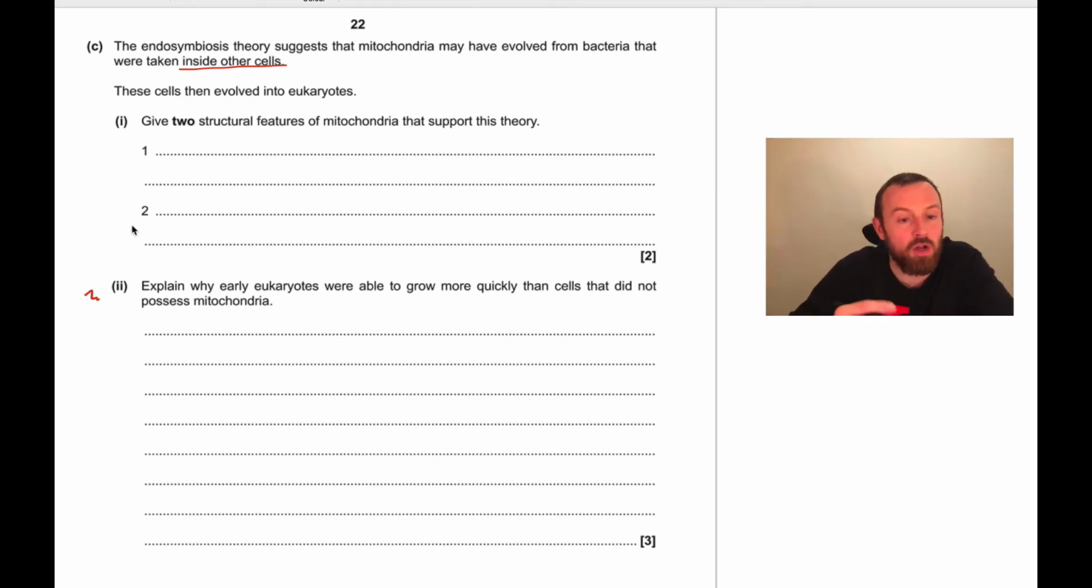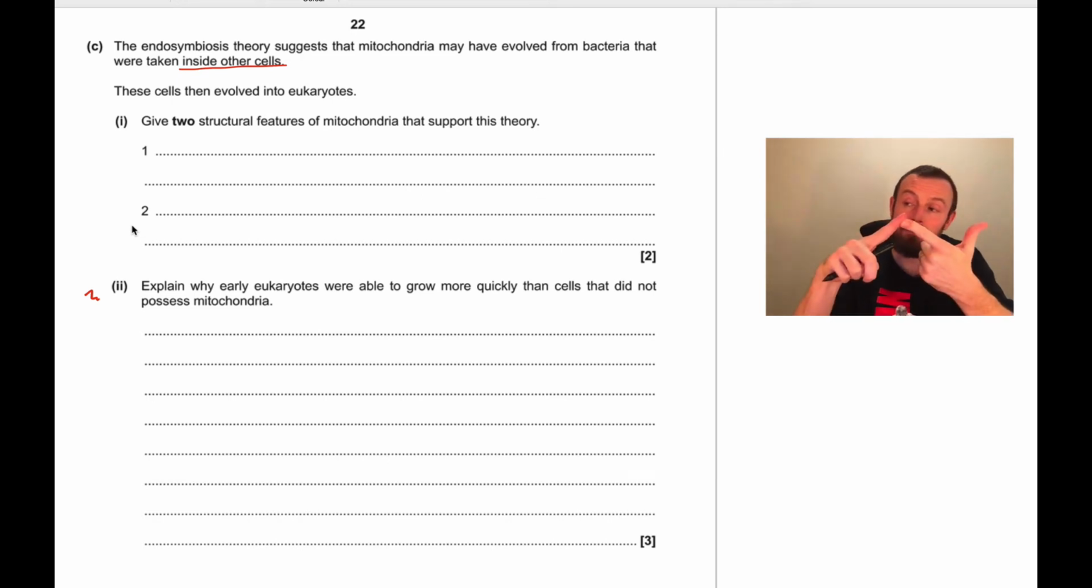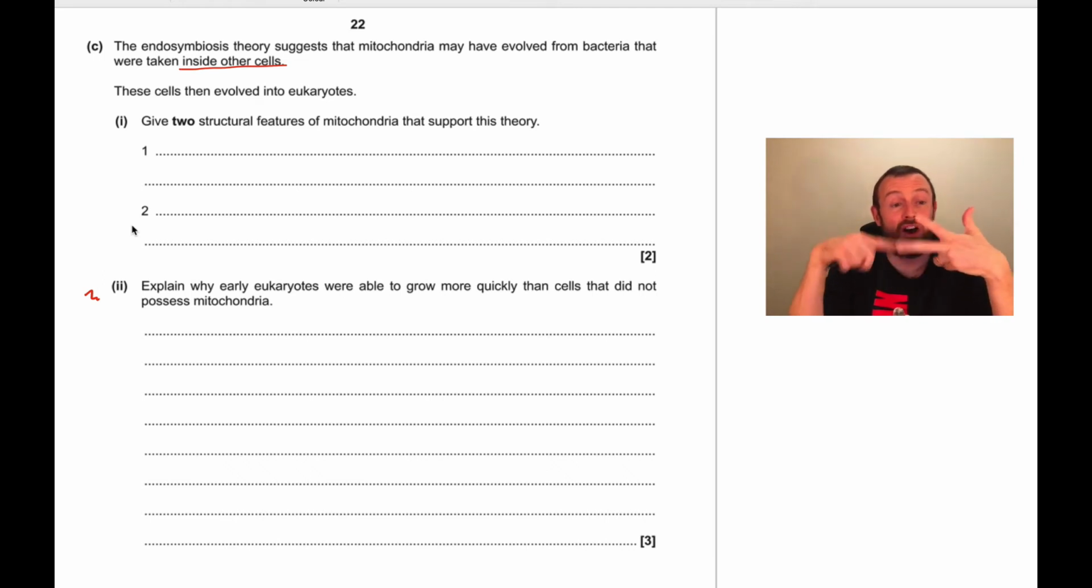Okay, so on to part 2. Explain why early eukaryotes were able to grow more quickly than cells that did not possess the mitochondria. Well, there was a massive advantage to having mitochondria, and that advantage was that you've got aerobic respiration happening, which means more ATP, which means you can do more things. So you can carry out cellular processes or metabolic processes a lot faster.